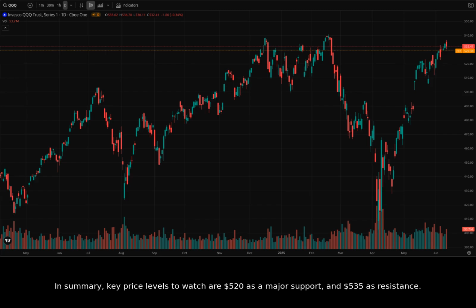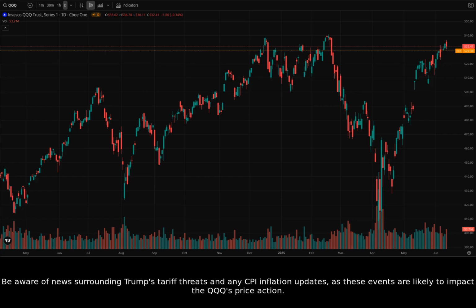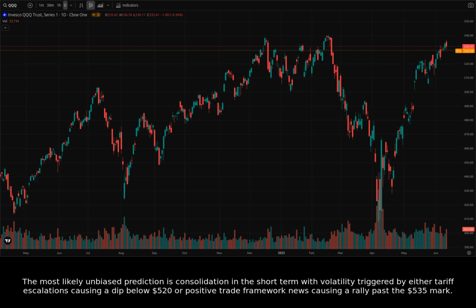In summary, key price levels to watch are $520 as a major support and $535 as resistance. Be aware of news surrounding Trump's tariff threats and any CPI inflation updates, as these events are likely to impact the QQQ's price action. The most likely unbiased prediction is consolidation in the short term with volatility triggered by either tariff escalations causing a dip below $520 or positive trade framework news causing a rally past the $535 mark.